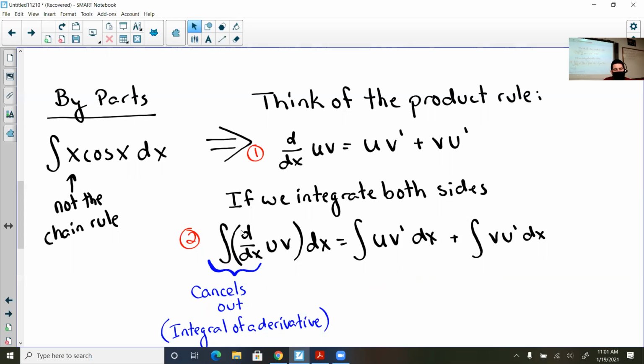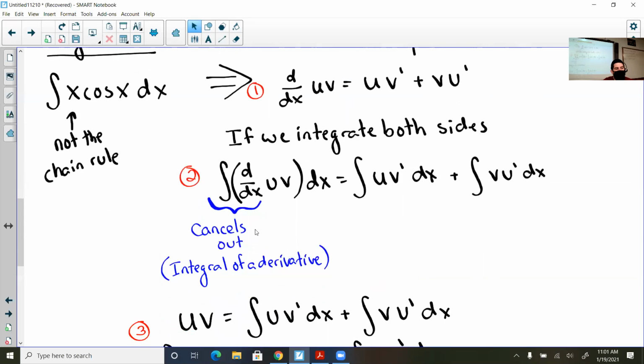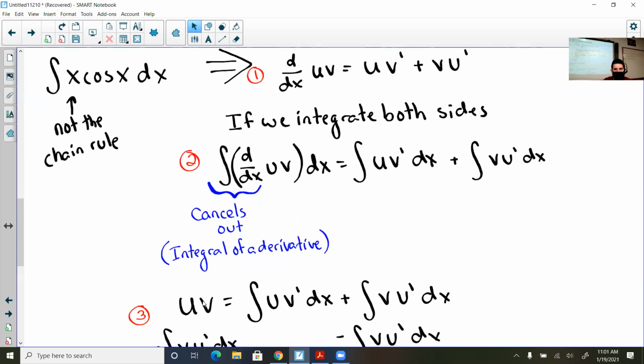Now, this integral of a derivative is going to cancel out, because that's just saying take the antiderivative and then differentiate it, and that's going to give me where I started. So I can conclude that this quantity here is just going to be uv. The integral of the derivative cancels out, and I'm just left with uv. Over here, these quantities don't cancel out, so they stay the same.